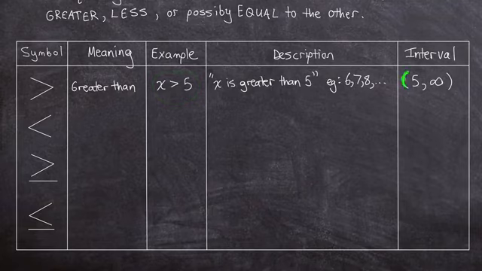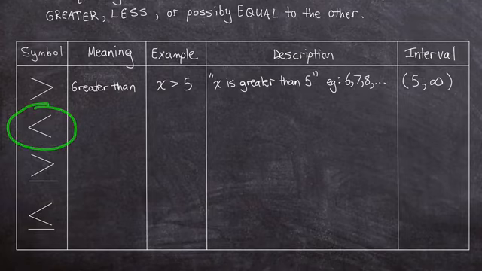And the fact that these brackets are round is important. That tells me that these values, 5 and infinity, are not included in the interval of x values that satisfy this inequality. Right? We can't include 5 in the interval because 5 is not greater than 5. It's equal to 5. But any number between 5 and infinity, if I sub it in for x, it would make this inequality true. And now let's look at the next symbol.